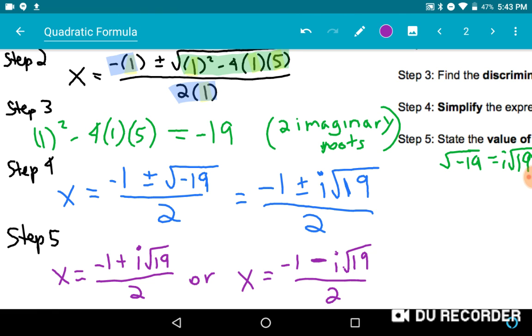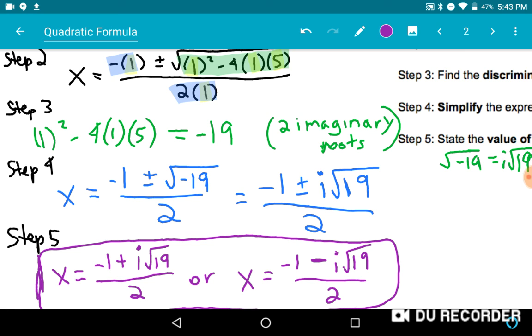These are complex solutions, but they are totally valid. They are numbers that exist in the world. Not real numbers, but not fake either. They just have imaginary components. And there we have it.